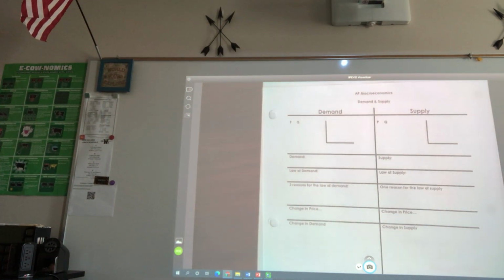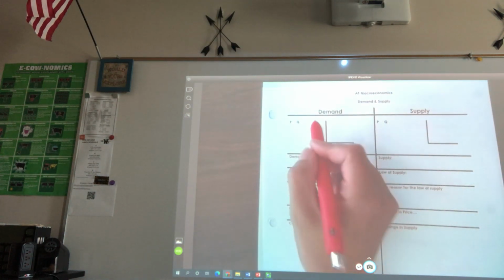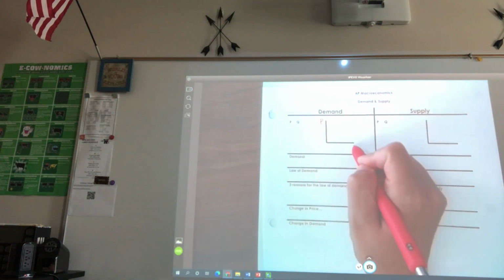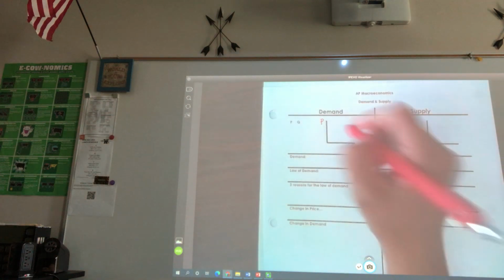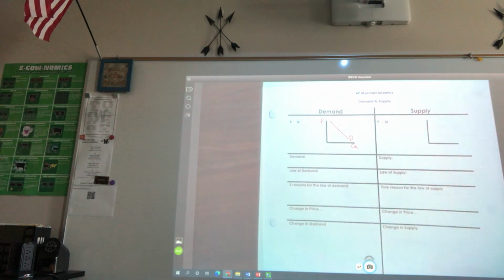Our market. So here, I want us to label, what is this axis? Price. What is this axis? Q. How does my demand curve slope? Negative. It slopes downward, right?